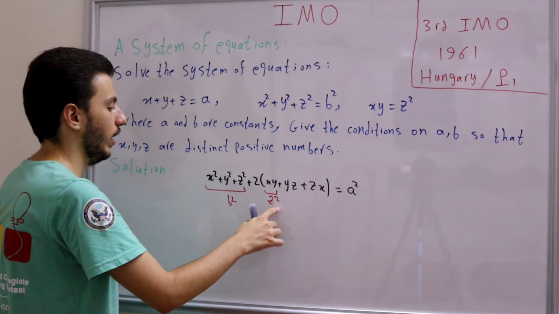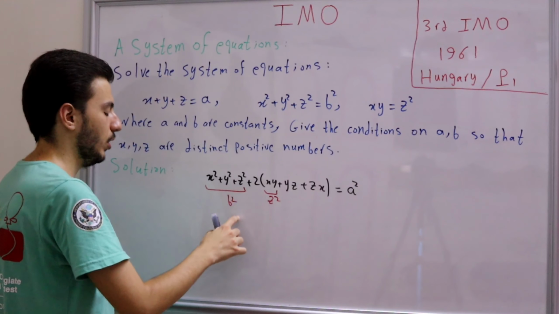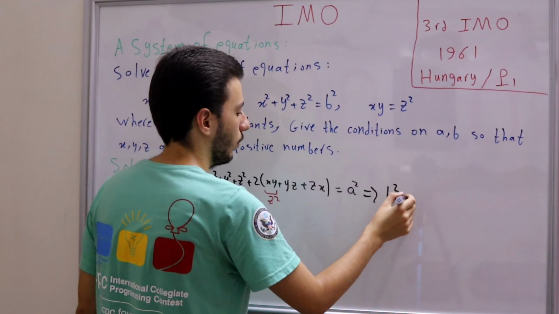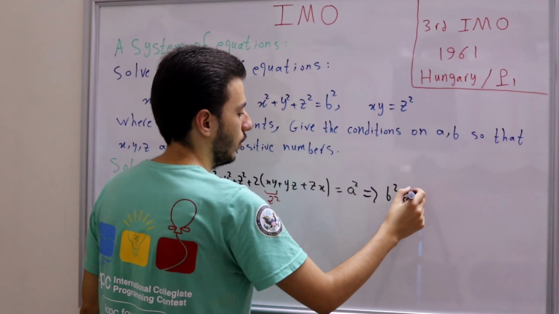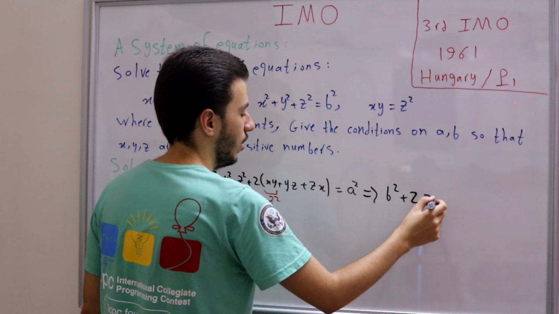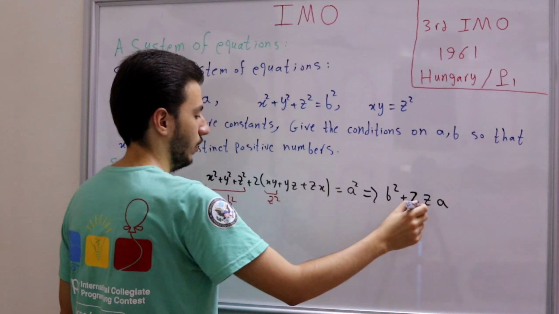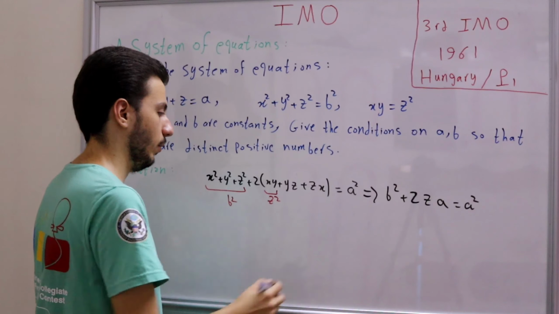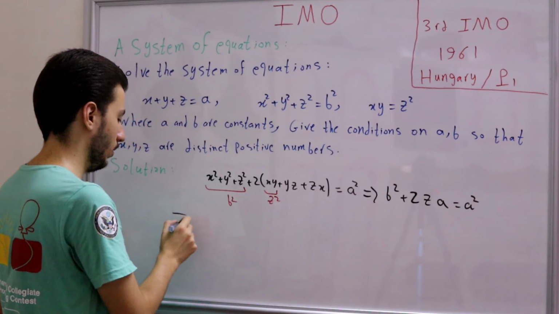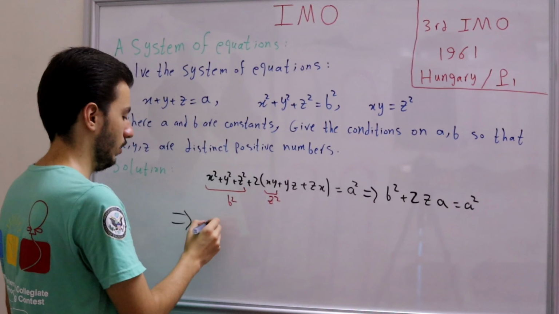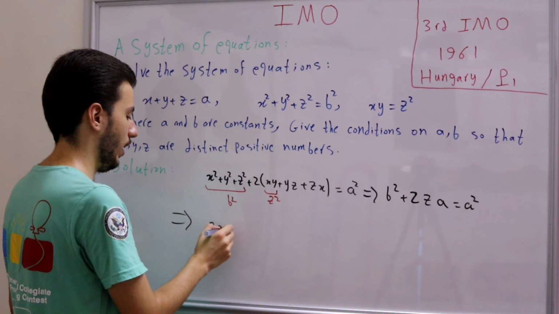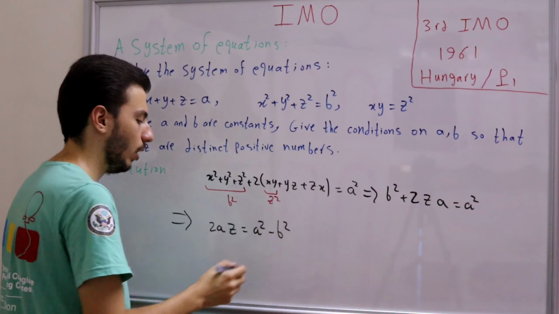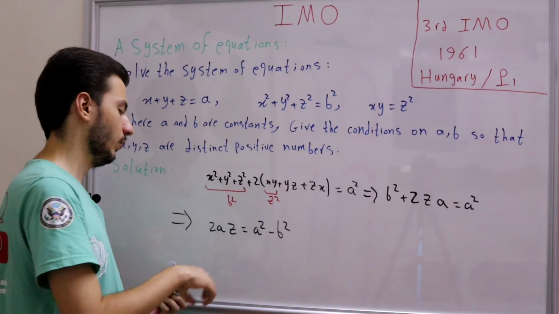Perfect. So let's now write our equation. Basically now we know that b squared plus 2 times z times a equals a squared. So what does that mean? That simply means that 2az equals a squared minus b squared. So what is the value of z here?